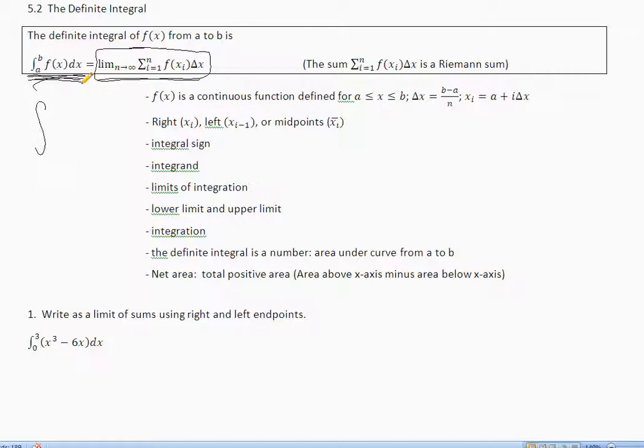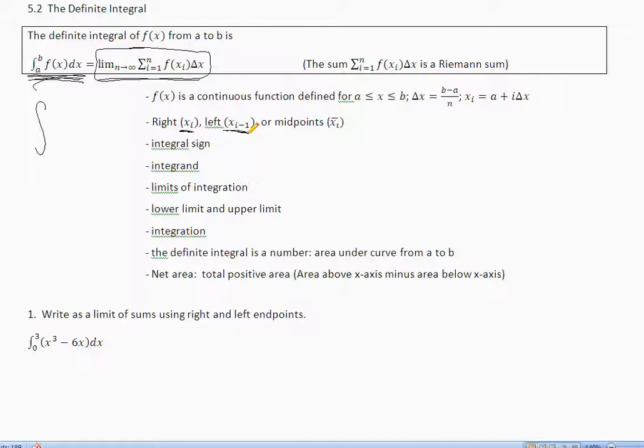Remember that this part of the limit statement is a Riemann sum, just so when we hear that used, we know what we're talking about. f of x is a continuous function in order for this to be true. Delta x, the width of the rectangles, is b minus a over n, and each x sub i is a plus i delta x. Then we remember from last section, if I'm using right or left, the different notation.